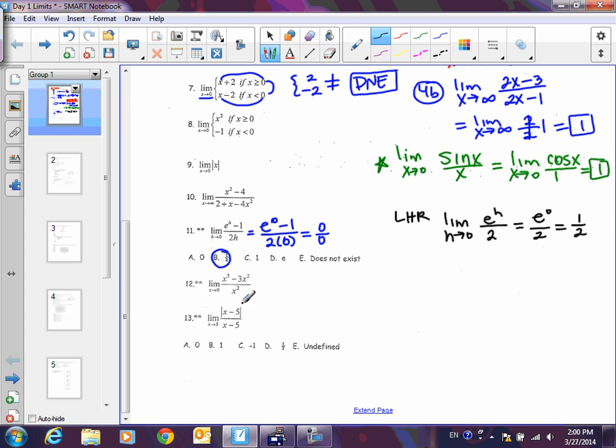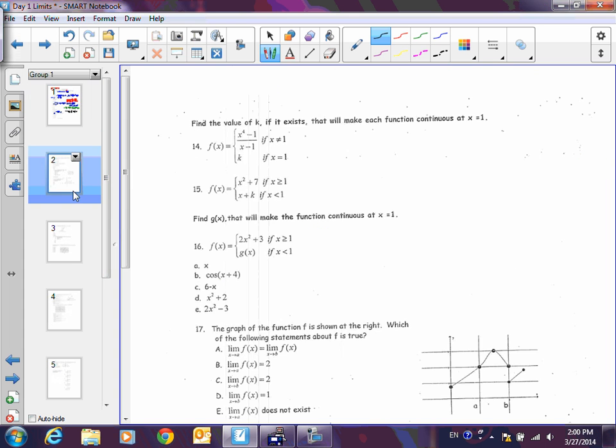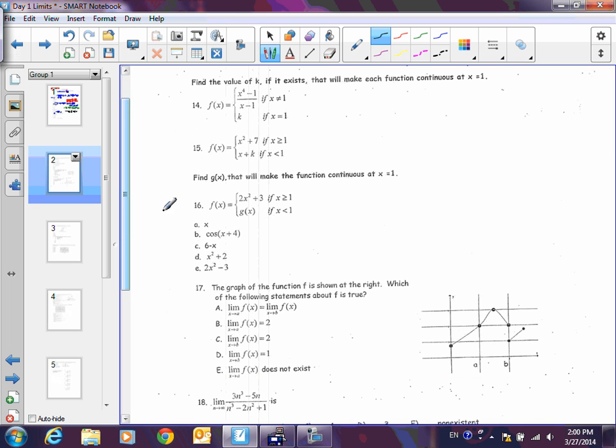All right. Turn the page, and we're going to look at 14 and 15, although I'm just going to work 15. So this says, find the value of k, if it exists, that will make each function continuous at x equals 1. Does this type of problem look familiar? Depends on your memory, I guess. We did a whole lot of these first semester, and it was on your after party, I think, at least every other one for a while. So I'm going to work 15, and I'm going to mention something about 14.